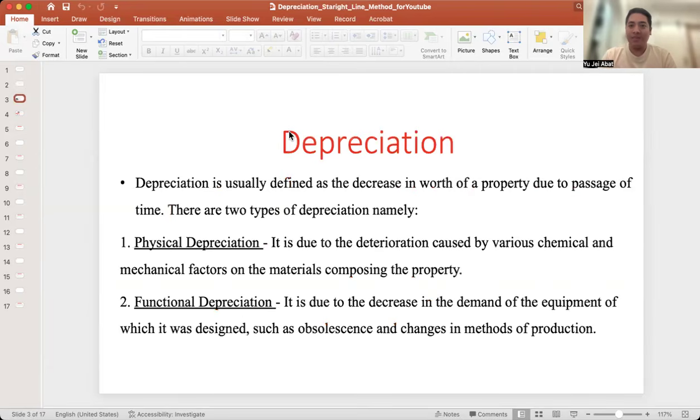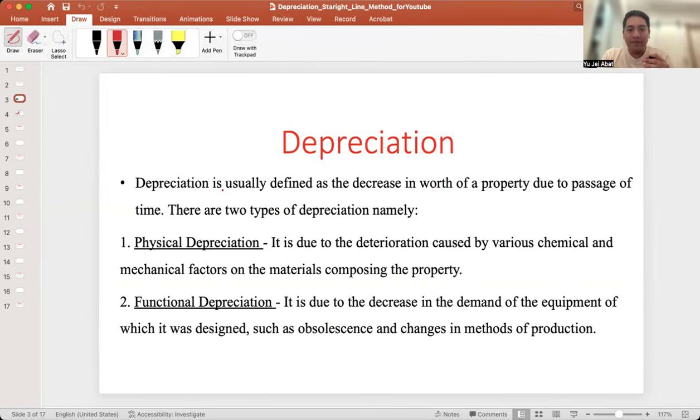So what is depreciation? First thing we are going to do is to define what is depreciation. Basically, depreciation is defined as the decrease in worth of a property or even an equipment due to the passage of time. Okay? So meaning we are actually computing here the value of a certain equipment after how many years. And that is what we call depreciation. The decrease in worth of a certain material or even property.